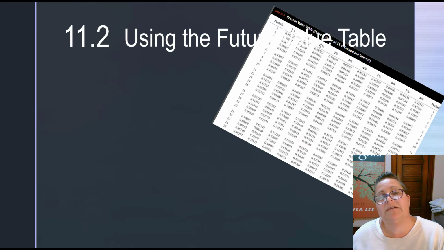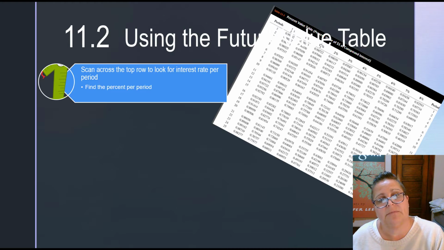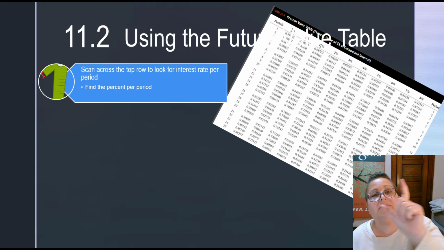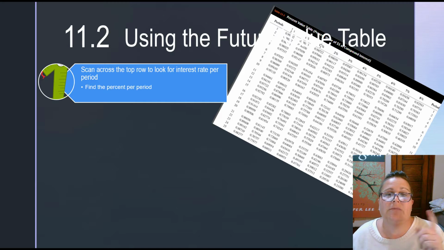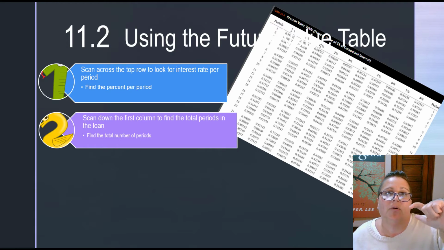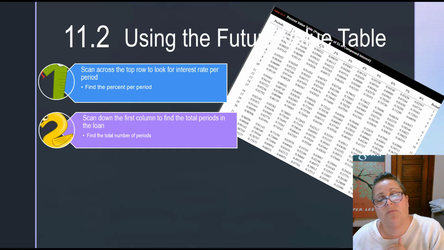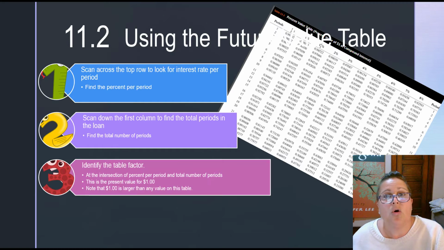Here we go. So here's an example of the present value table. You can see that in the upper left-hand corner, it says Table 11-2. It also says present value table of $1. It is the same. We are going to find the I value in the very first row. Those are going to be 0.5%, 1%, 1.5%, and then every percent after that is a whole number. We're going to find the number of periods. This is the total number of periods in the first column.